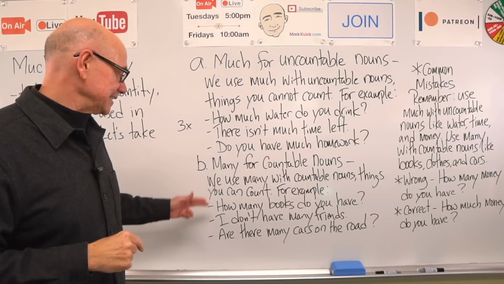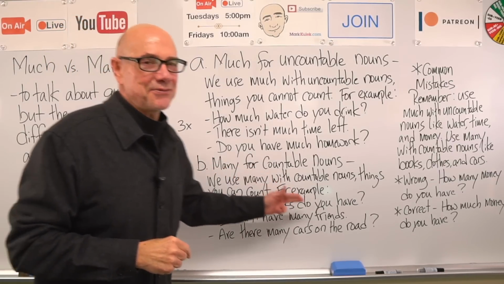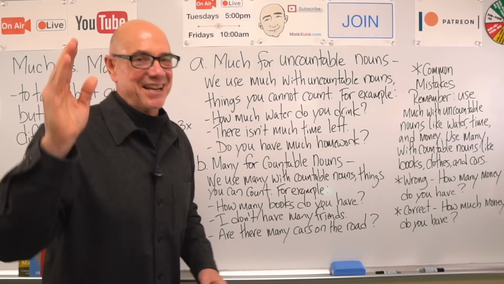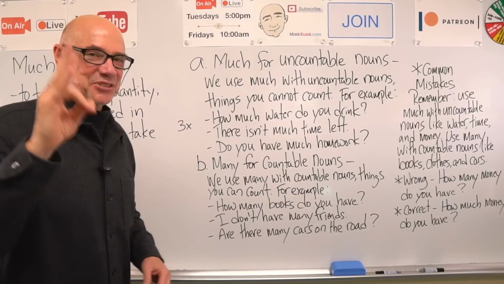Our second sentence, I don't have many friends. Friends is our countable noun. Let's say the sentence 3 times.